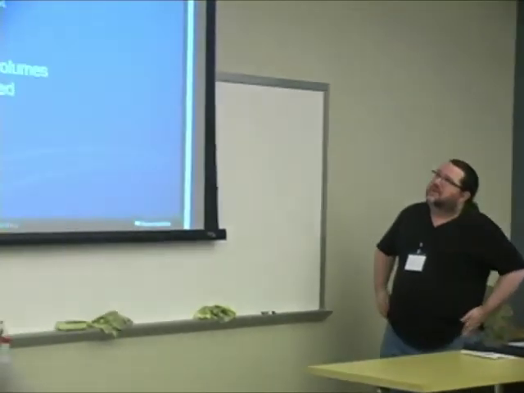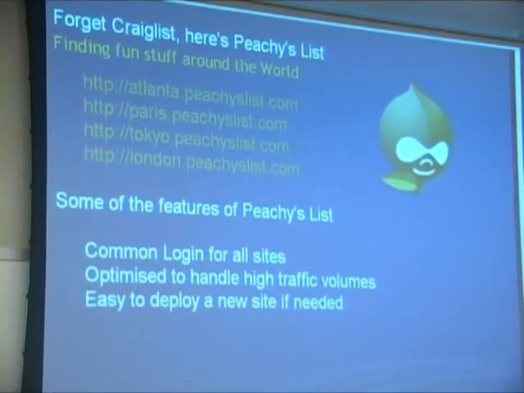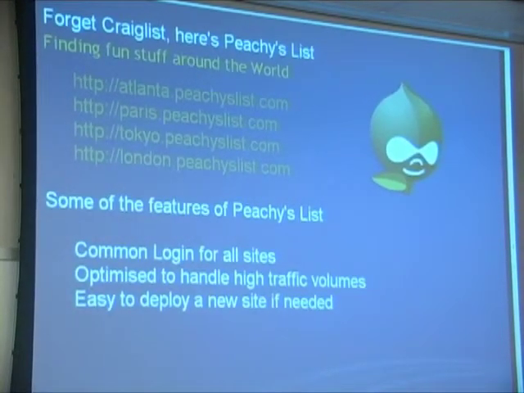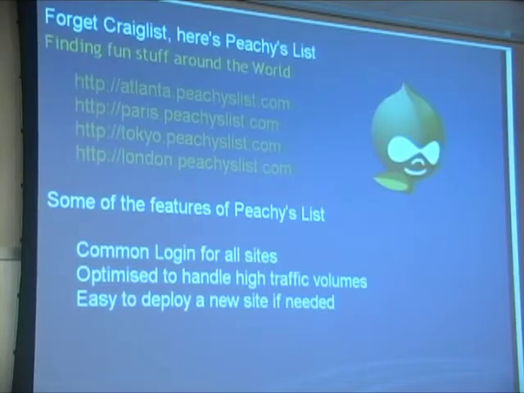What I thought I'd do for a demonstration, instead of creating a Craigslist style website, is a Peaches list. The idea is that the main website will be peacheslist.com, but we'll have subdomains using Atlanta, Paris, Tokyo, and London. The one thing I wanted to try and do is have a single code base.